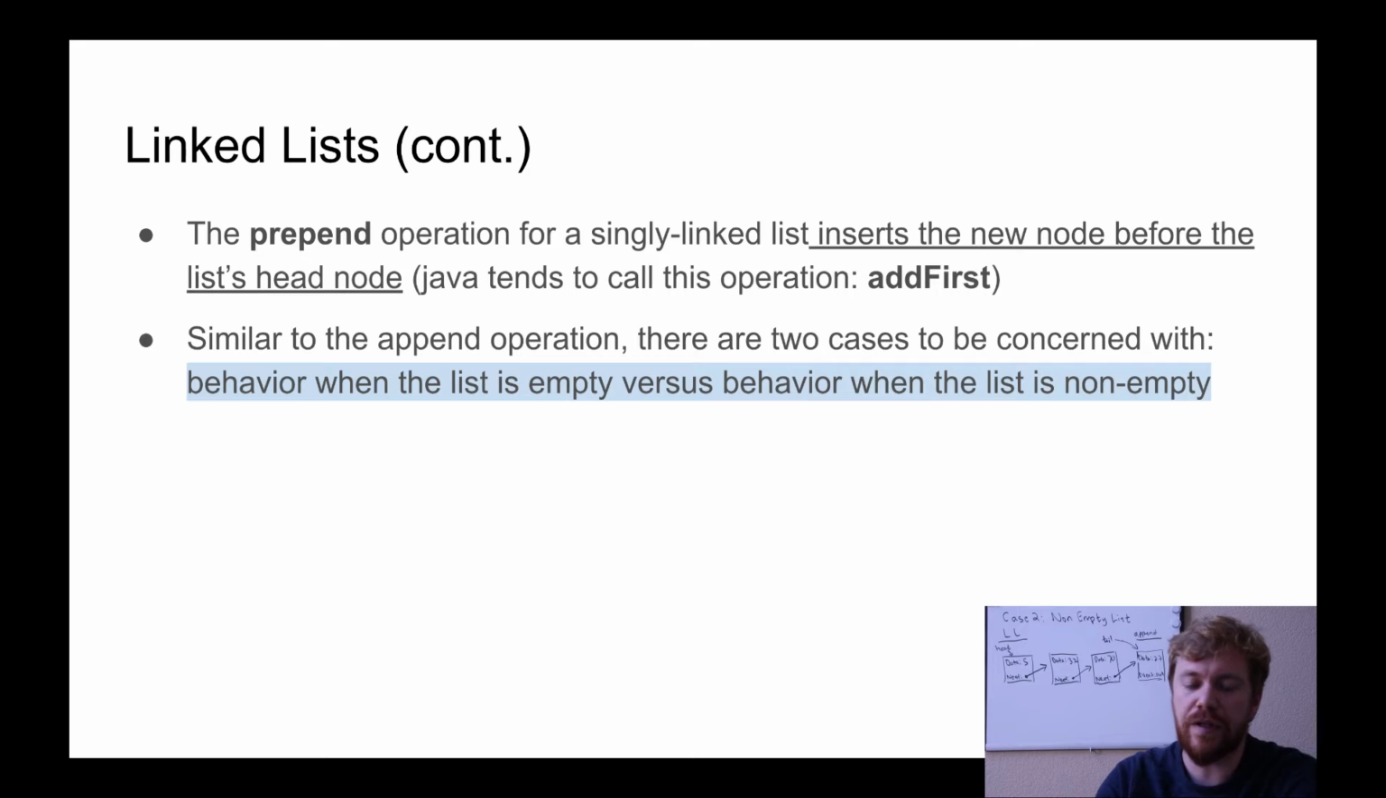So looking at the next operation for a singly linked list, there's the prepend operation. This is very similar to append. It inserts the new node before the list's head node. And Java tends to call this operation addFirst. This is very similar to the append operation, and the cases that we're concerned with are the same. Is the list empty, or is the list not empty?